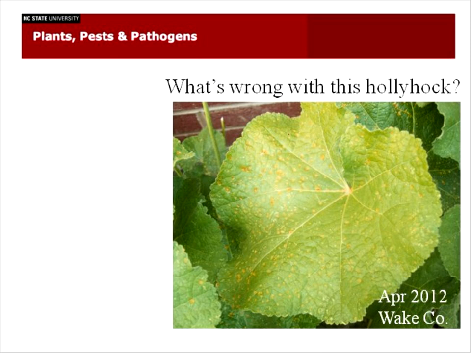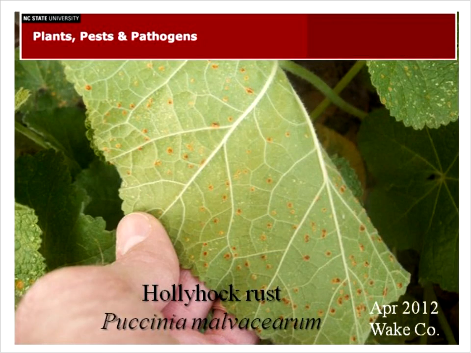But here is an actual disease on the hollyhock, so we're going to switch away from our abiotic problems now and talk about bona fide diseases for a few minutes. And most of you will probably recognize this. I see Brenda has already entered in the correct diagnosis. This is hollyhock rust, in fact, caused by the fungus Puccinia malvacearum.